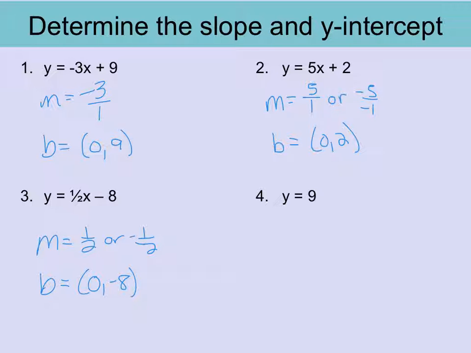And then your fourth one, since there is a y, that means there is a y-intercept. It's actually 9. But there's no x, which means the number that was in front of x would have been a 0, which means your slope here is 0. And remember, this is the acronym HOY VUX. So when you have a y equals equation with no x, it's a horizontal line and a slope of 0.